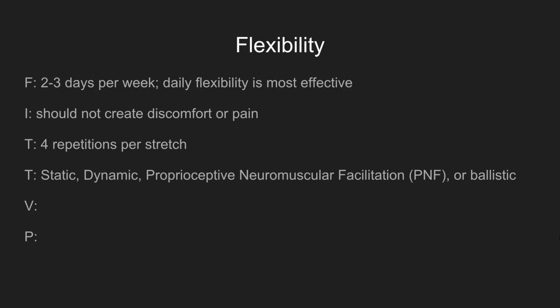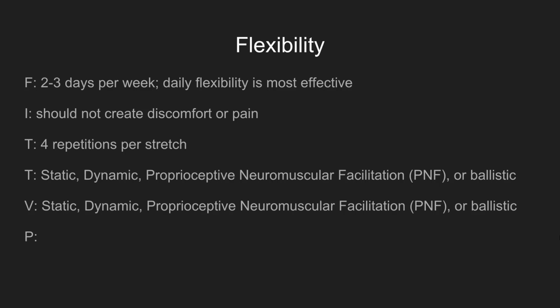Okay. So volume, same thing, right? So depending on what kind of stretch you're doing, you will either be doing an accumulation of 60 seconds, or 5 to 12 repetitions. For proprioceptive neuromuscular facilitation, you're just doing it for 4 repetitions per side. In ballistic, it's very similar to dynamic. You can do it for like 5 to 12 repetitions.